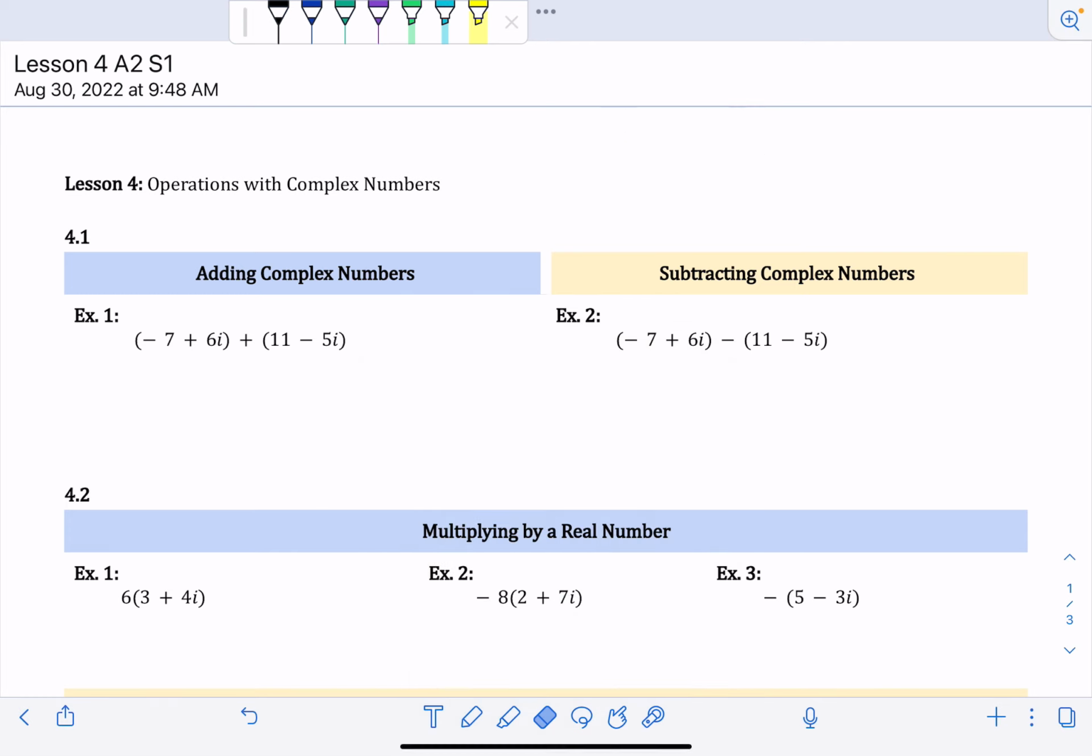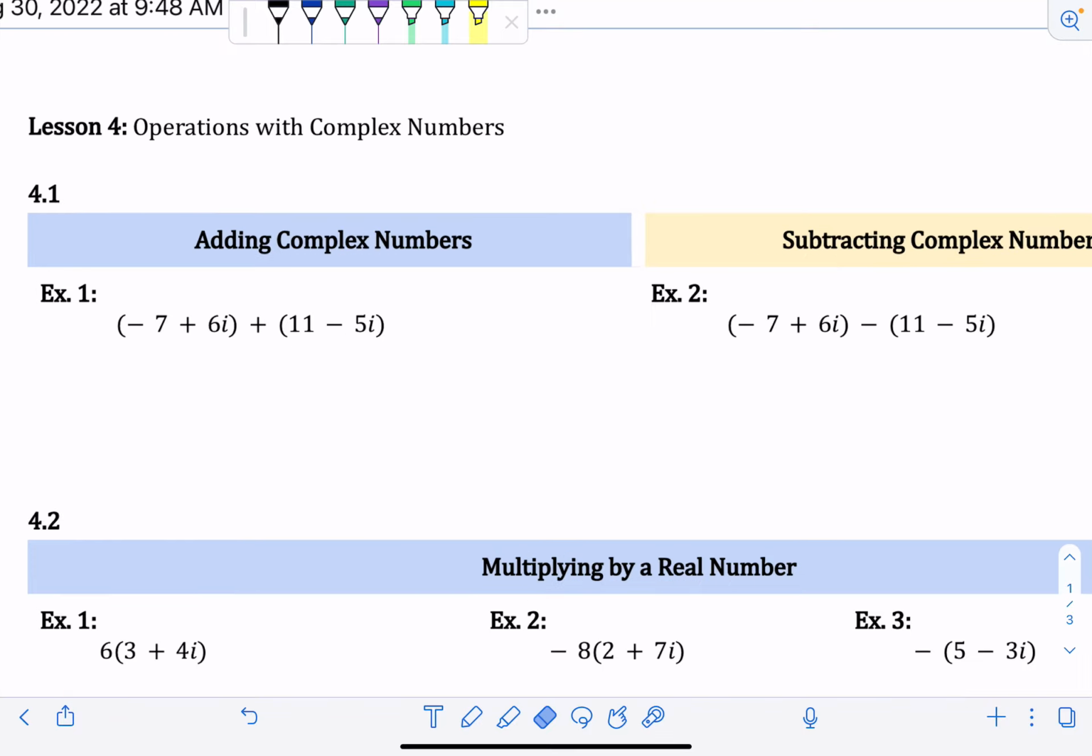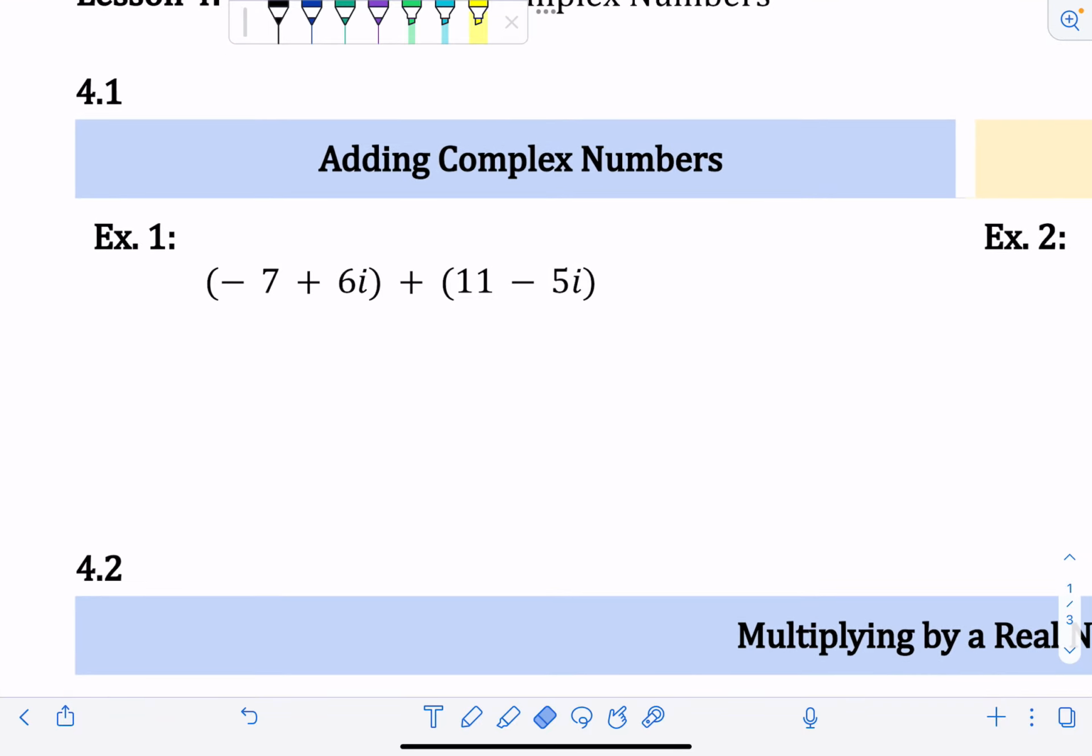So 4.1, adding complex numbers. I'm going to start on the left side with example 1. In parentheses, negative 7 plus 6i, plus another parentheses, 11 minus 5i. When we have two complex numbers separated by a plus sign, the parentheses don't actually make a difference in the problem. So if you want, you can take them off. I'm going to rewrite it without the parentheses: negative 7 plus 6i plus 11 minus 5i. I didn't change any of the numbers, I just took the parentheses off.